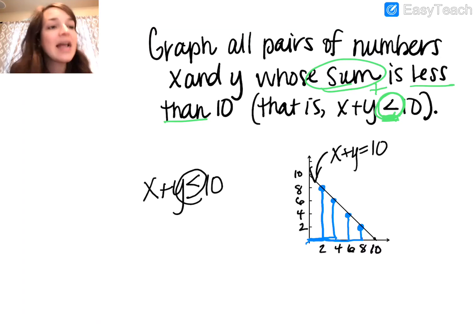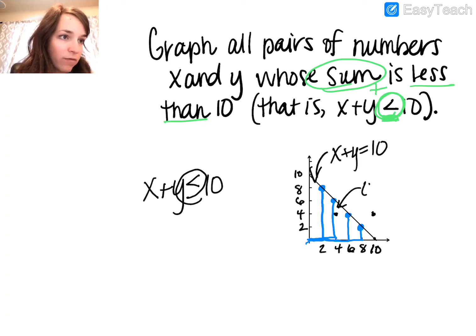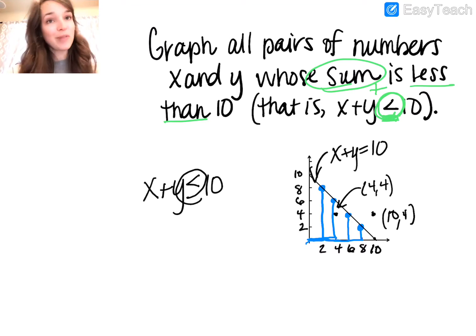The way that we do that is we pick a point on each side. I'm going to keep it simple and go with 4, 4, which is what this point would be, and 10, 4, which is what this point would be. Now, the way that you test them out is you just plug them in.